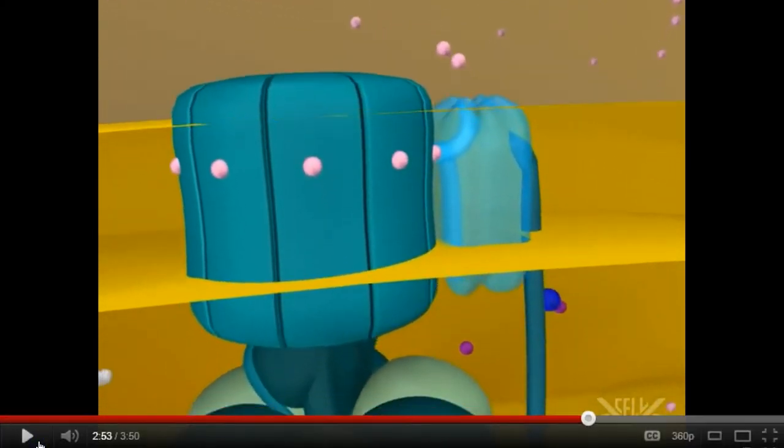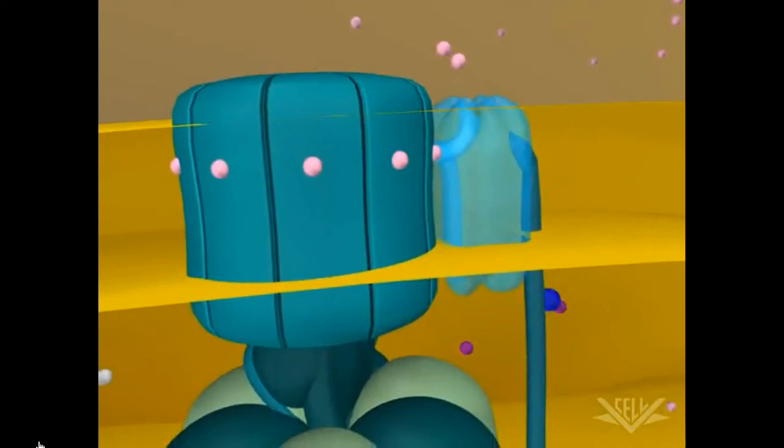Remember, a gradient is when you have more substance on one side than the other, and things move, generally speaking, from a high amount of substance to a low amount, kind of like sliding down a slide, like we talked about before with diffusion and osmosis. So the first part of this whole electron transport chain is just creating that higher amount on one side than the other.